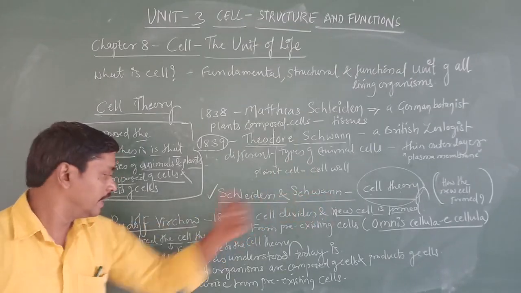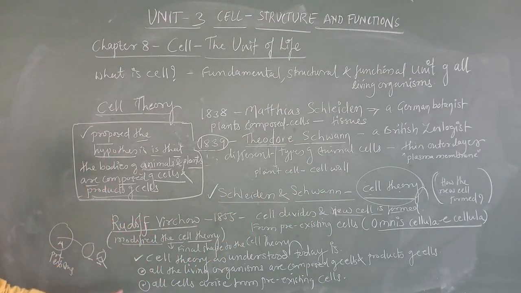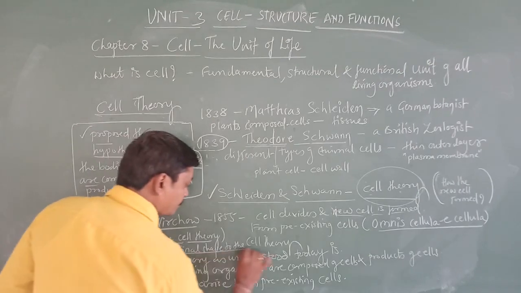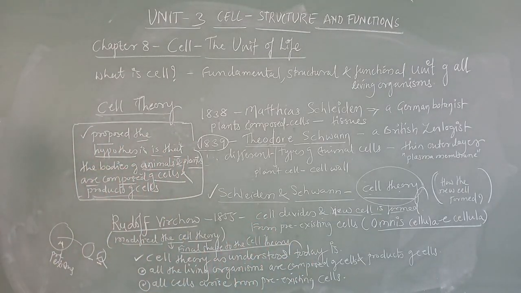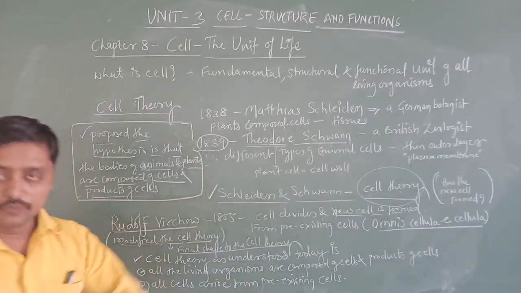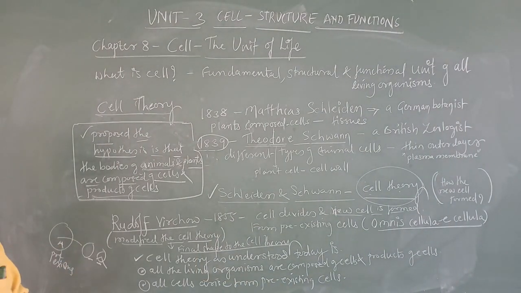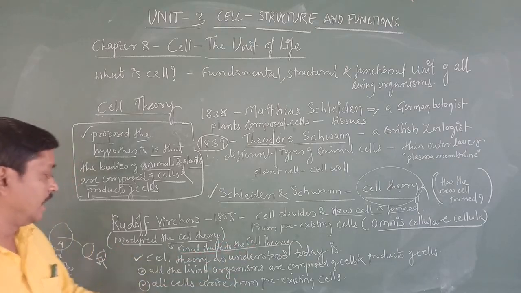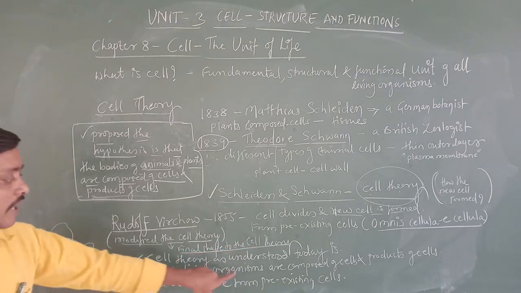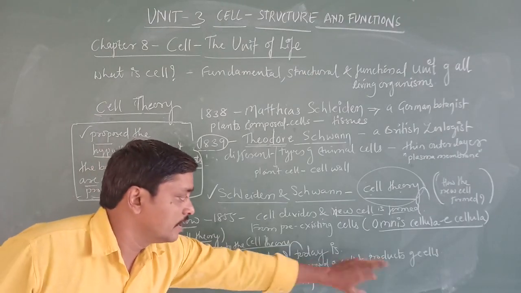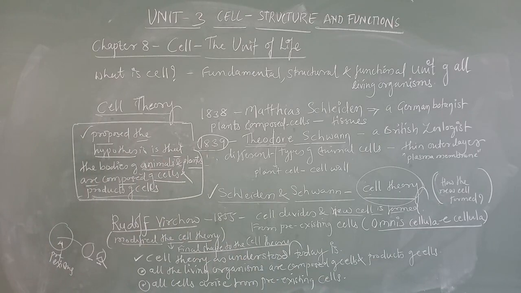Who modified the cell theory given by Schleiden and Schwann? Rudolf Virchow modified the cell theory and gave its final shape. Whatever the final shape of the cell theory we accept today, that is the cell theory as understood today. What we have understood about the cell theory, or what is the final shape of the cell theory, is that all the living organisms are composed of cells and products of cells, as modified by Rudolf Virchow.